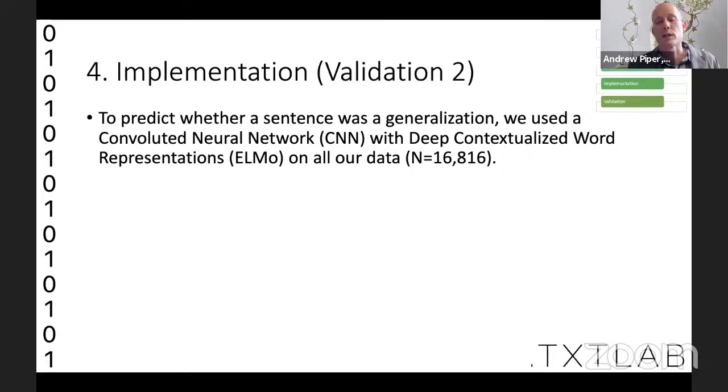I've used this process for things like fictionality. Can we teach a machine whether a text is a work of fiction or not fiction? What can that tell us about the nature of fictionality, for example? So we can use machine learning as a way not simply of predicting and annotating texts, but also understanding them. And that's what's really crucial. So here we use a convolutional neural network, deep contextualized word representations on all of the sentences from our data set, which is about 16,000 sentences.